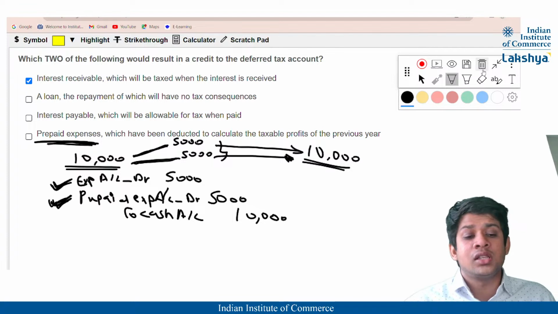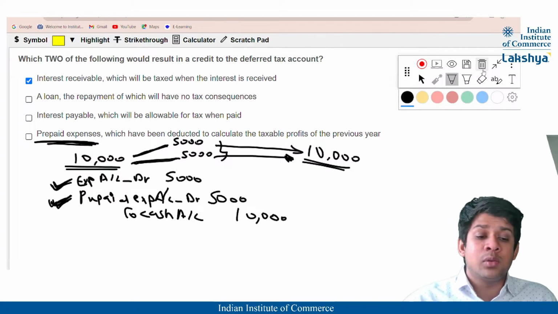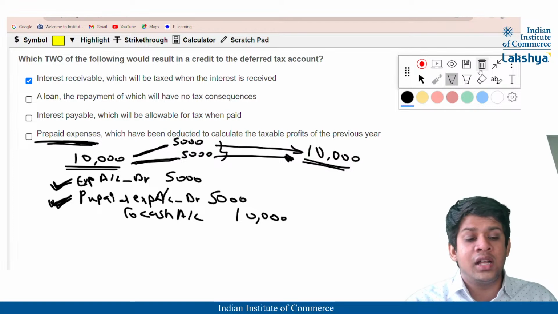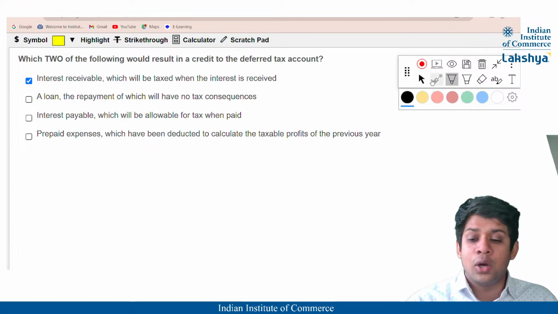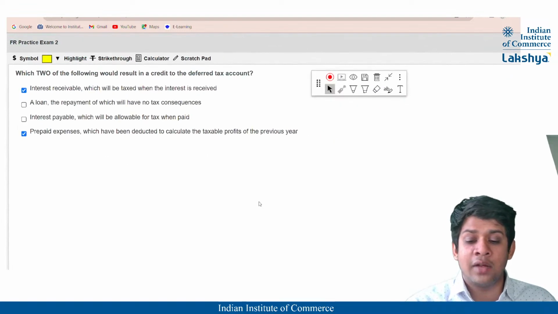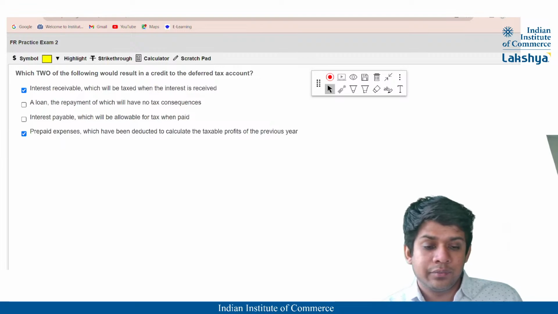So in such a case, I will have to pay higher tax to the tax authorities because they are not considering that 5,000 as an expense now, right? Because they already considered it previous year. So the option will be this, that yes, it is a deferred tax liability. Okay, because I'll have to eventually pay higher tax.